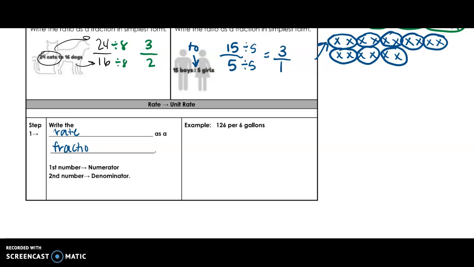So we are going to write it as, in this example, 126 miles per 6 gallons. So 126 over 6.